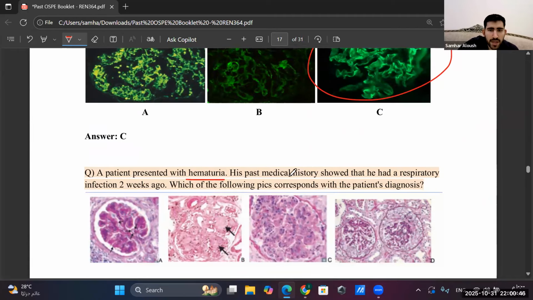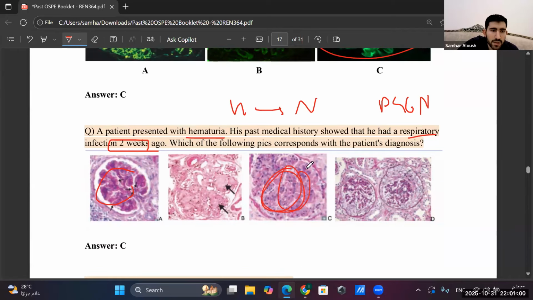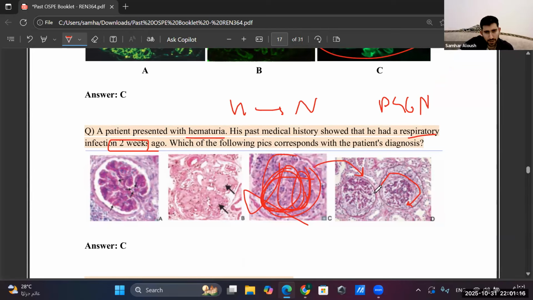Patient with hematuria. His past medical history showed a respiratory infection 2 weeks ago. Hematuria means nephritic. Respiratory infection 2 weeks ago means PSGN. PSGN is the one that is hypercellular. Hypercellular, sorry. It's not hypercellular at all. Hypercellular, so it's C. By the way, PSGN causes this rapid crescent shape, but you don't choose it unless this is not here. If this one is not here, you can choose this one because it's also referred to PSGN in later stages, which is crescent formation. But if you have PSGN, just choose hypercellular. We will now have multiple questions about this. Please choose the hypercellular one and that's it.